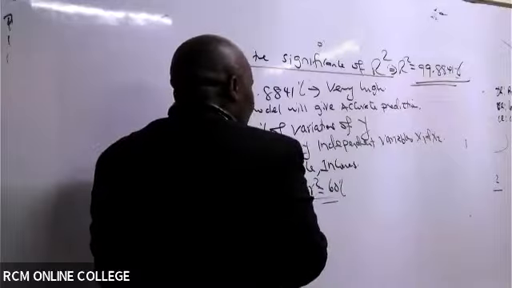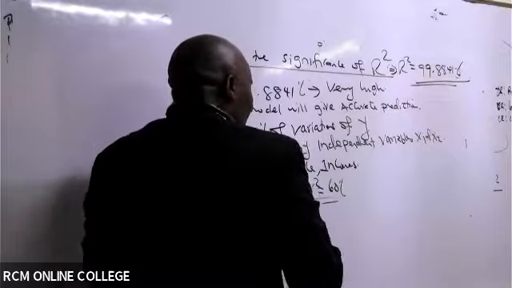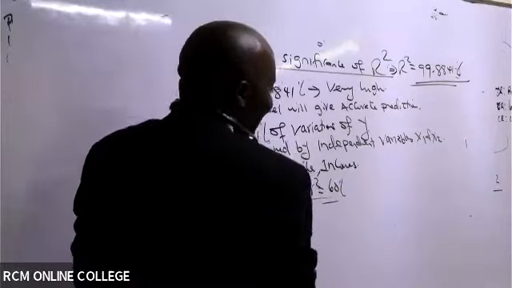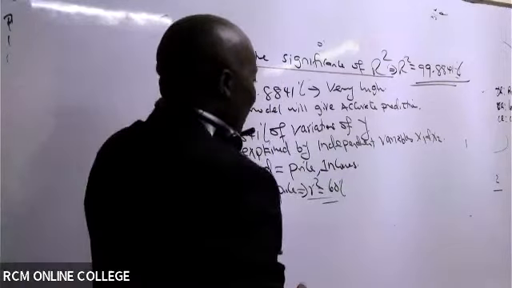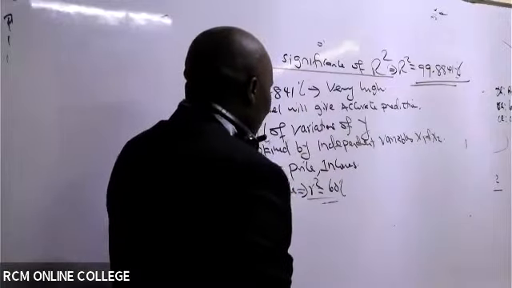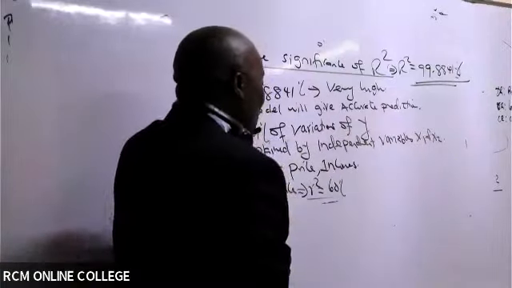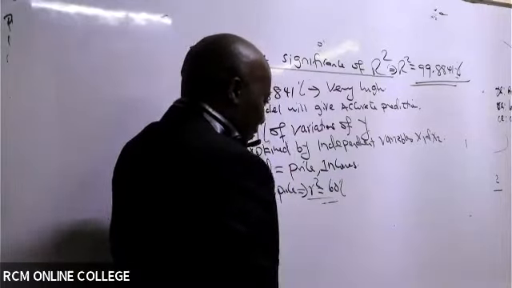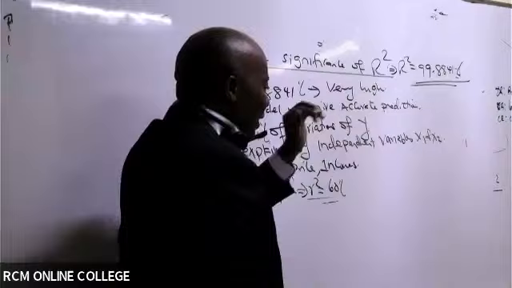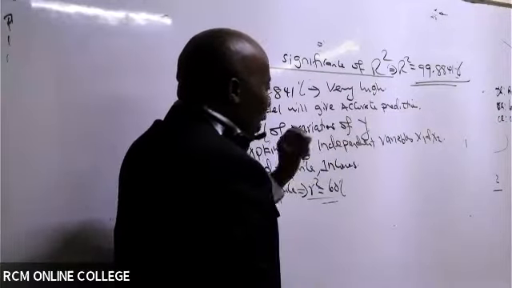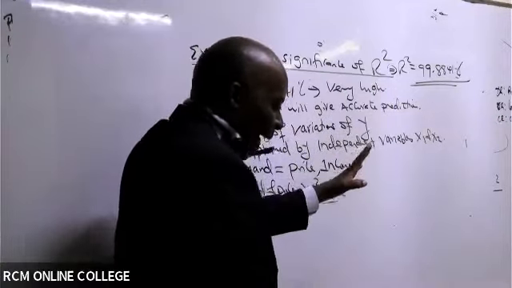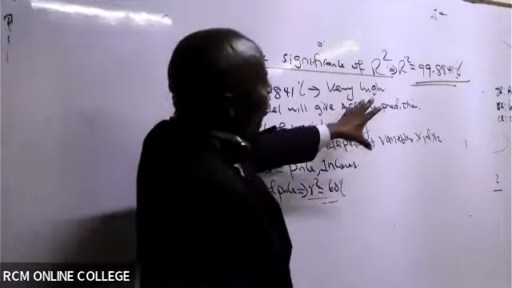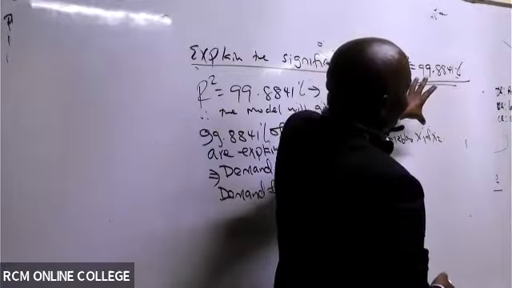and you are told to describe what this R squared means, you will simply tell us that 60% of the variations in demand are explained by price. We have other factors out there which are able to account for the remaining 40%. In this case, you can see we have 99 point what here?